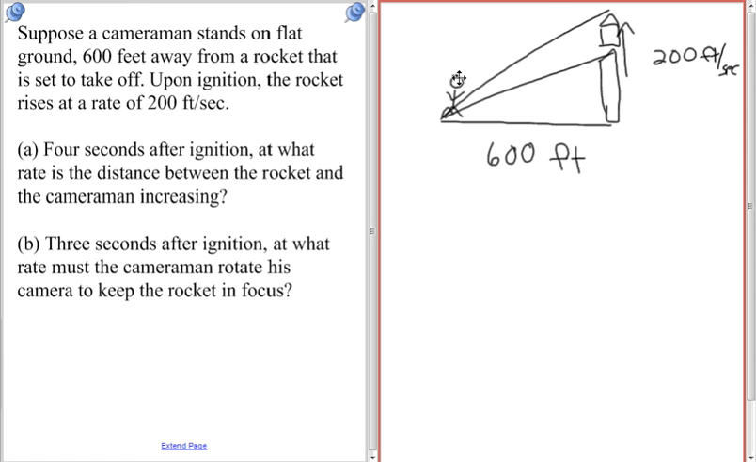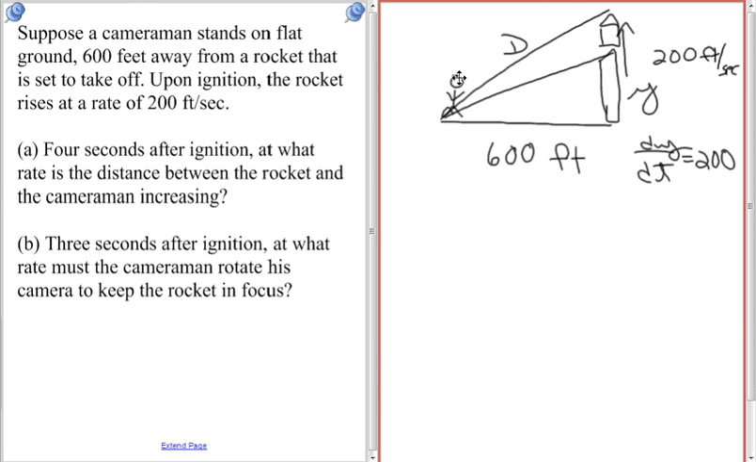Our question is, at what rate is the distance between the rocket and cameraman increasing? We use a variable to represent this side of the triangle since it continues to change. And we also realize that the far right side continues to change, so we use a variable for that side as well. We recognize the 200 feet per second is the rate at which the side of the triangle increases. So we should identify that as the derivative. And since we label that side y, that derivative will be marked dy/dt.